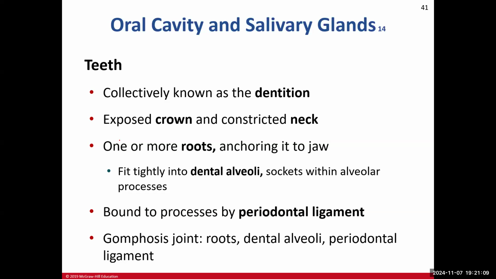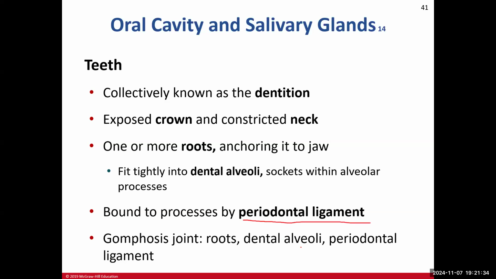But anyways, all right. So that's what forms that peg and socket joint, the actual roots there. And then you have these small, tiny ligaments that come out from the actual roots and attach onto the actual bones of the maxilla and the mandible. And those little ligaments are called the periodontal ligament.